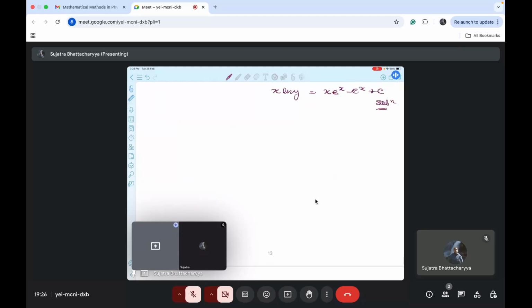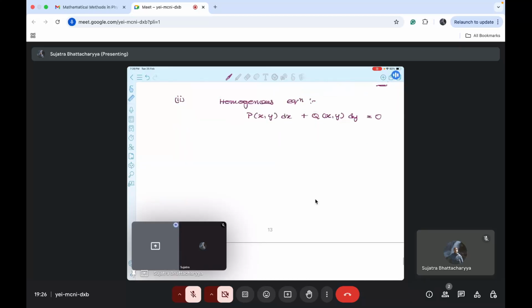The second important part is the homogeneous equation. See how to solve a homogeneous equation. Very simple. Suppose you have p(x,y) dx plus q(x,y) dy in this form. Let's look at it through a question. It's easy to understand. x plus y dx, plus, or say minus, x minus y dy is equal to 0. Can I write dy dx as x plus y divided by x minus y?